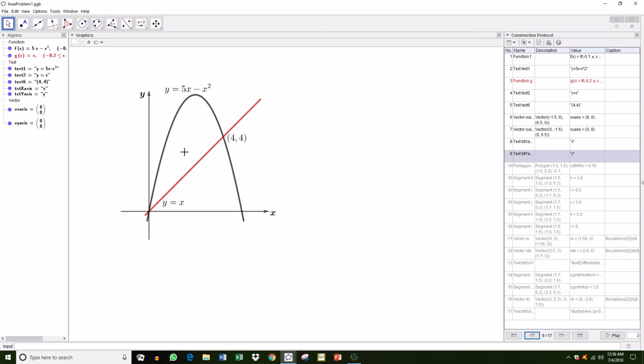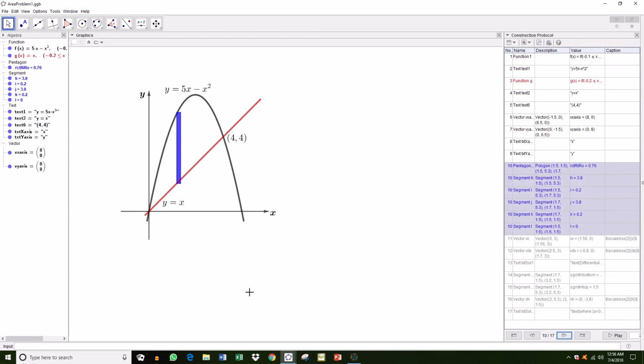The first order of business in all these problems, and this is key, is to figure out which way to orient our representative rectangle. I would say we should orient the rectangle vertically, because that way, when we move all the way from left to right, you are integrating from left to right. On the other hand, if your rectangle is horizontal, you are integrating from bottom to top.